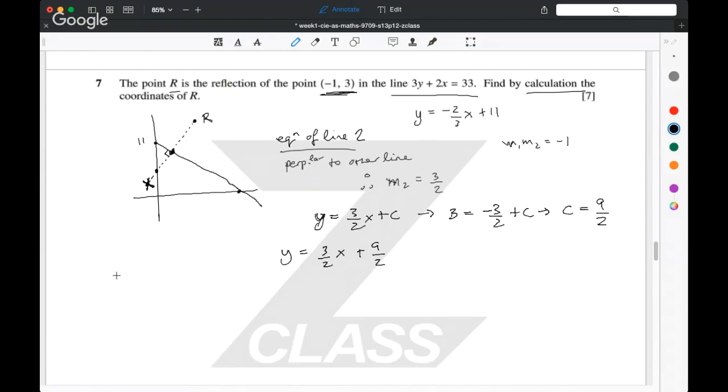Now we can find the crossing point very easily. At that point, these two equations are the same. So we have 3/2 x plus 9/2 is equal to -2/3 x plus 11. And if you juggle this around, you get that x is equal to 3 and y is equal to 9. So these are the coordinates of that crossing point.